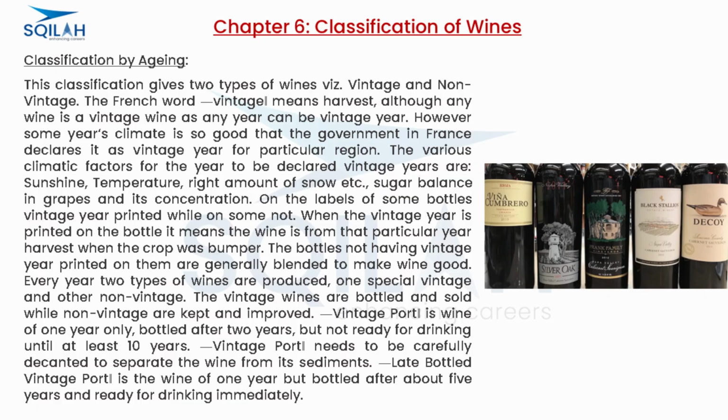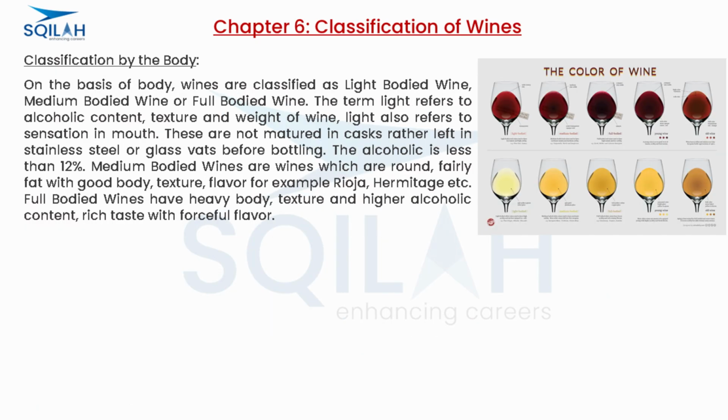Vintage port is wine of 1 year only, bottled after 2 years, but not ready for drinking until at least 10 years. Vintage port needs to be carefully decanted to separate the wine from its sediments. Late bottled vintage port is the wine of 1 year, but bottled after about 5 years and ready for drinking immediately.